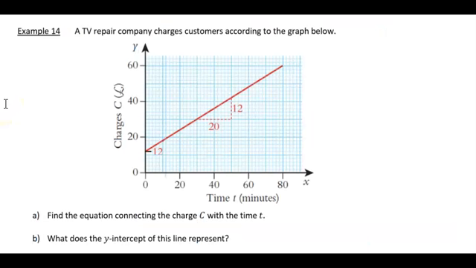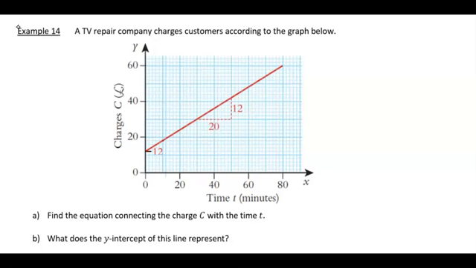We're going to look at a couple of real life examples using straight lines. These are lines in context, or real life graphs. First, this question says find the equation connecting the charge C with the time t. So let's read the example.